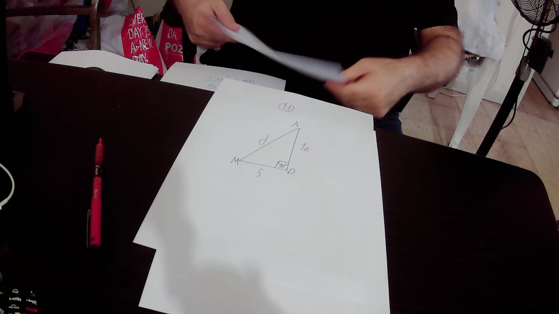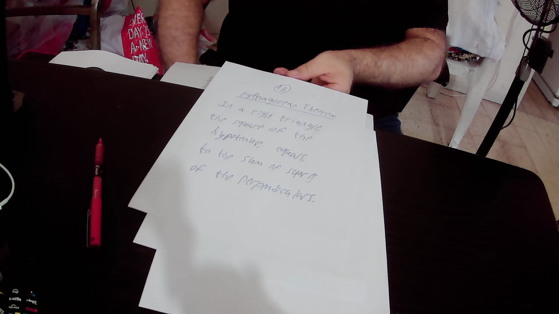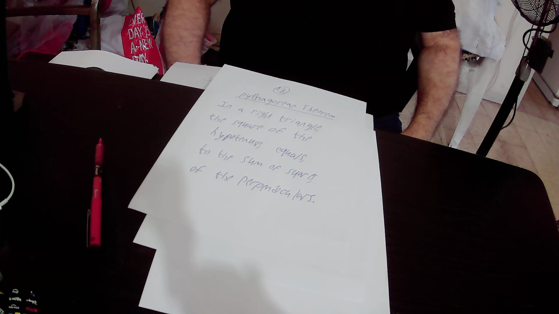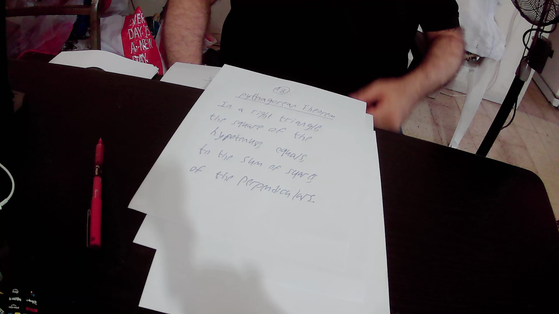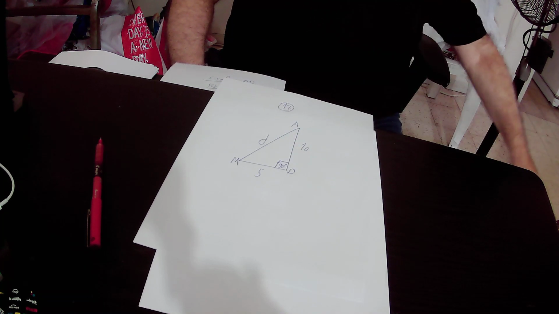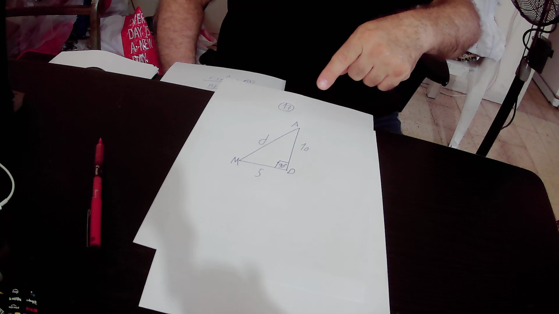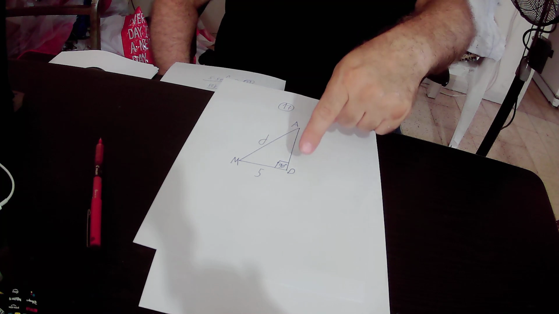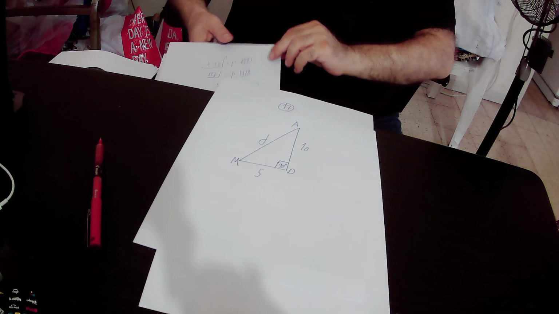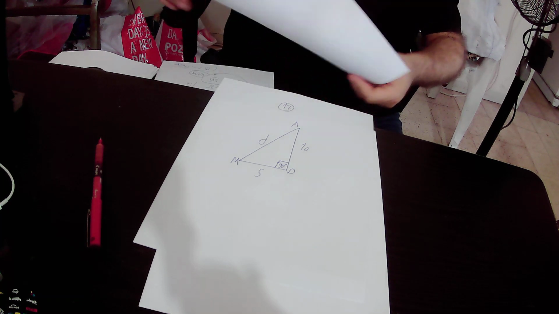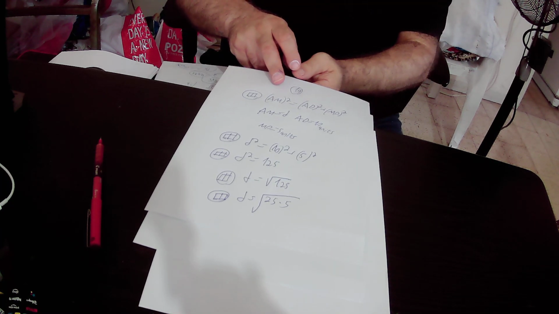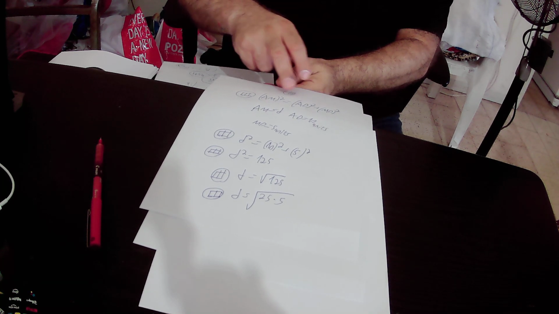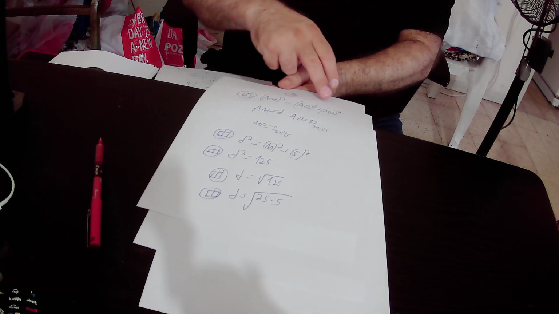So we can implement the Pythagorean theorem in this right triangle. The Pythagorean theorem states that in a right triangle, the square of the hypotenuse equals the sum of the squares of the perpendiculars. So in our right triangle, it is AM square equals AD square plus MD square.